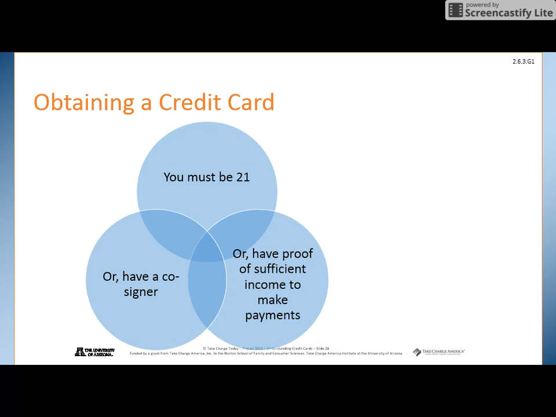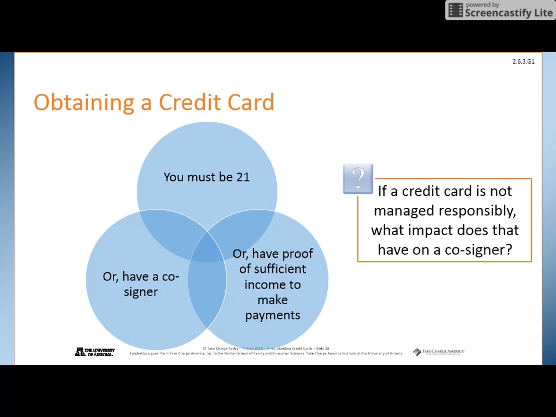Obtaining a credit card: you must be 21, or you must have a cosigner, or you have proof of sufficient income to make payments. If a credit card is not managed responsibly, what impact does it have on the cosigner? Well, it can hurt the cosigner's credit, especially their credit score and their credit history.